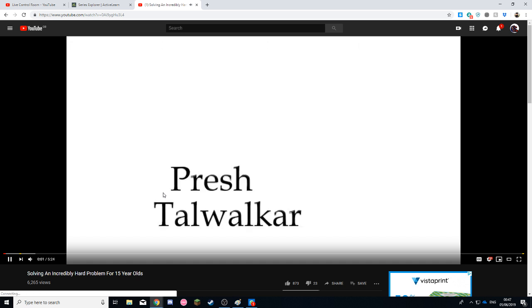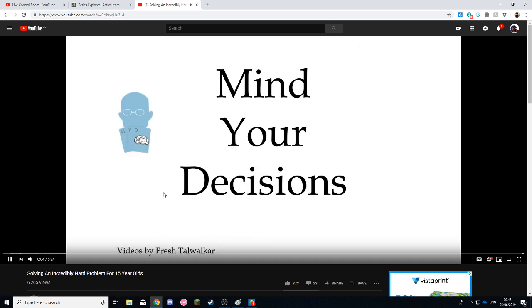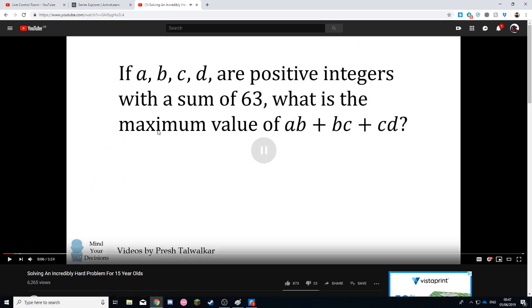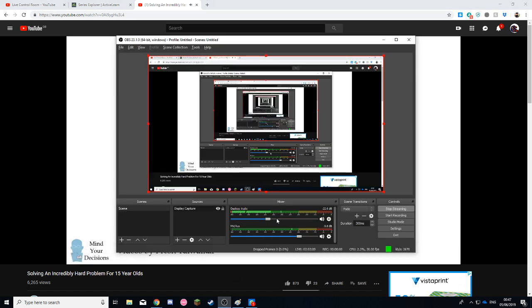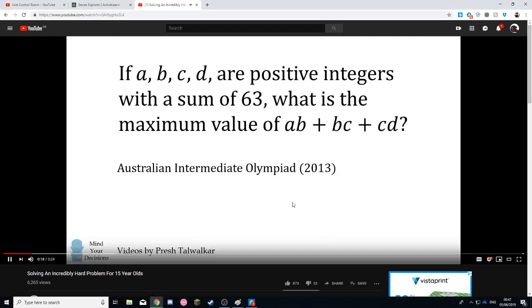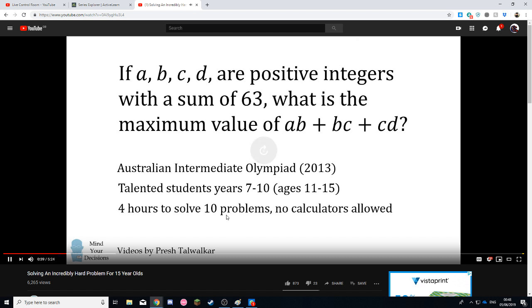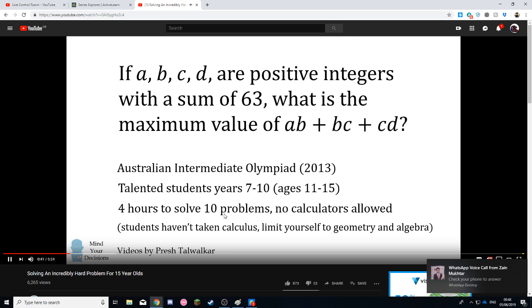Hey, this is Prash Talwalkar reminding you to mind your decisions. Here's a problem I received by email. If A, B, C, and D are positive integers with a sum of 63, what is the maximum value of AB plus BC plus CD? I did some research, and the problem traces back to the Australian Intermediate Olympiad in 2013, which I believe is for ages 11 through 15. Calculators are allowed.